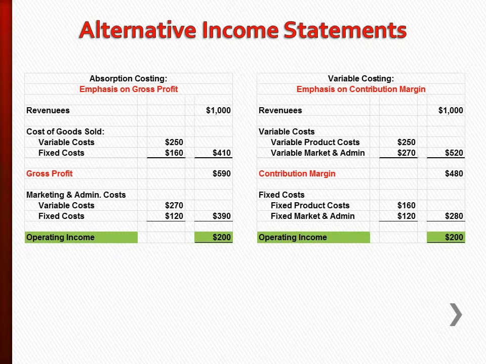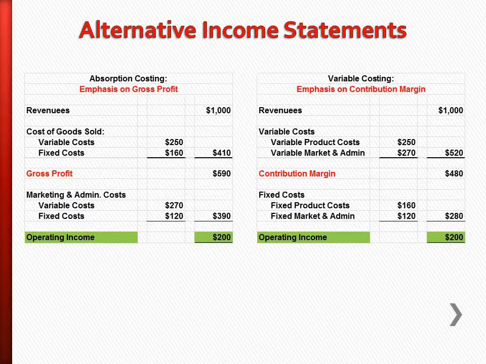As we move into cost, volume, profit analysis, we start thinking about the difference between something called absorption costing versus variable costing. We'll start with the numbers on the left-hand side of the screen. This is an example of absorption costing.